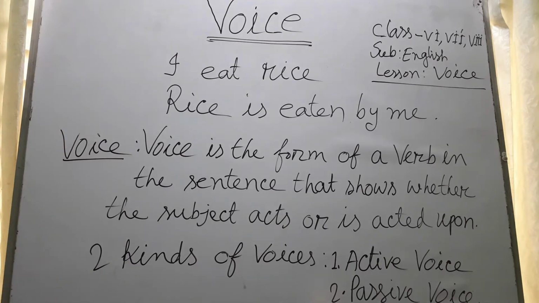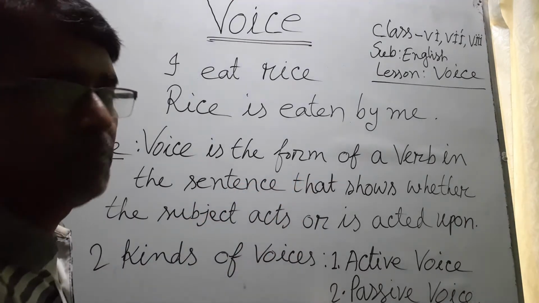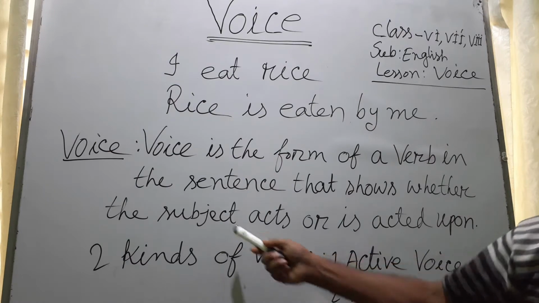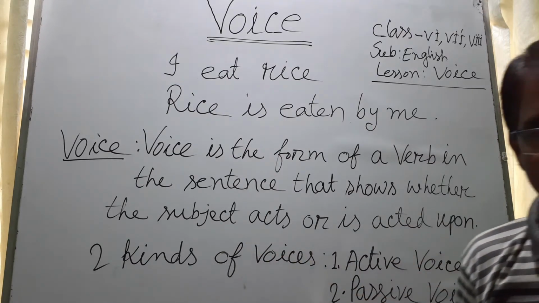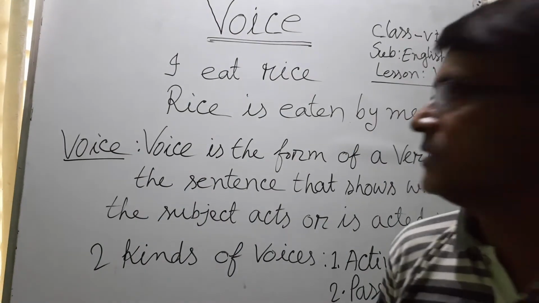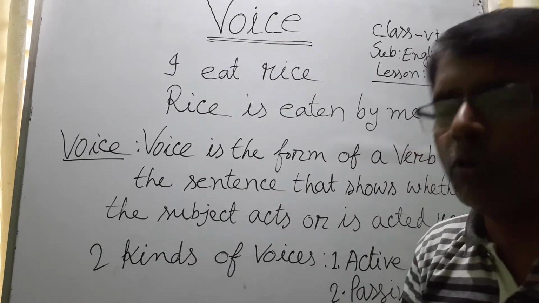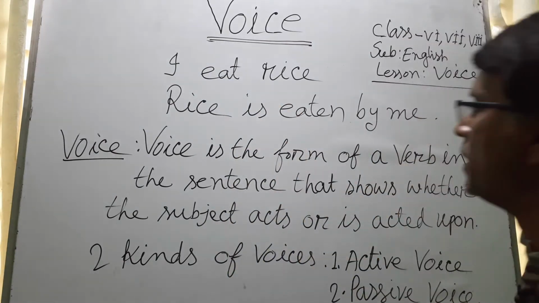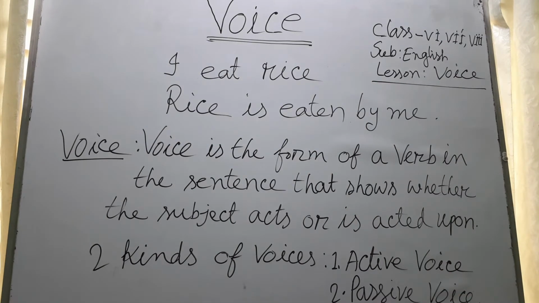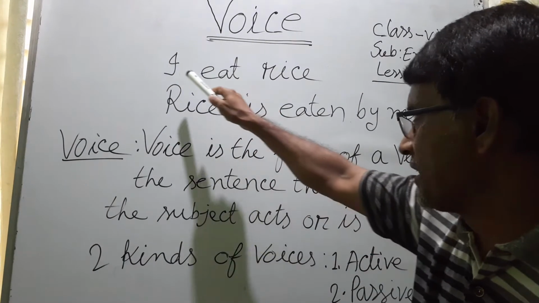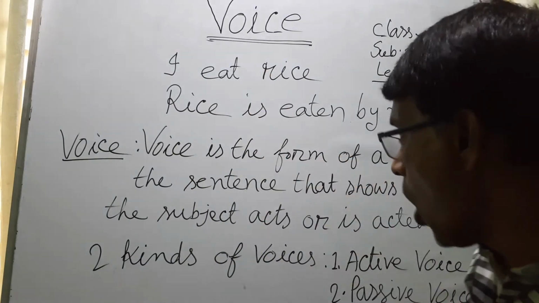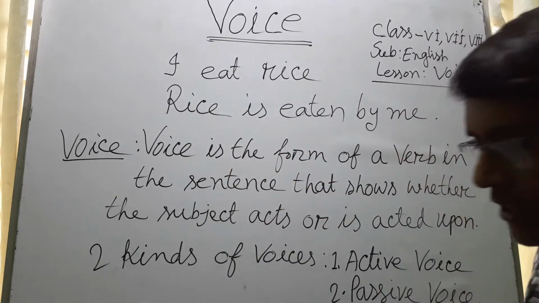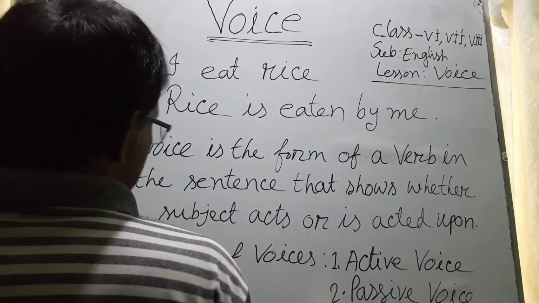We know that voice is the form of a verb. Voice is the form of a verb in the sentence that shows whether the subject acts or is acted upon. I again say, voice is the form of a verb in the sentence that shows whether the subject acts or is acted upon.